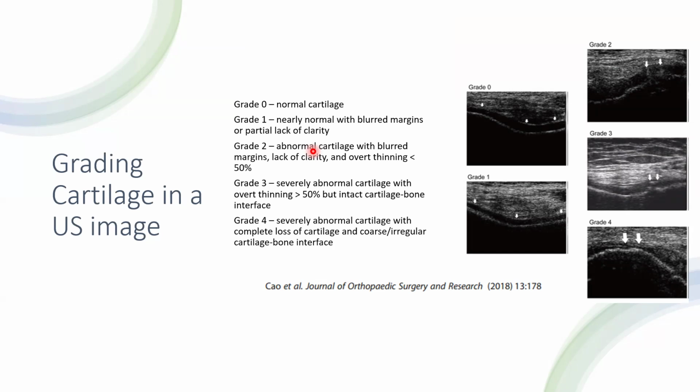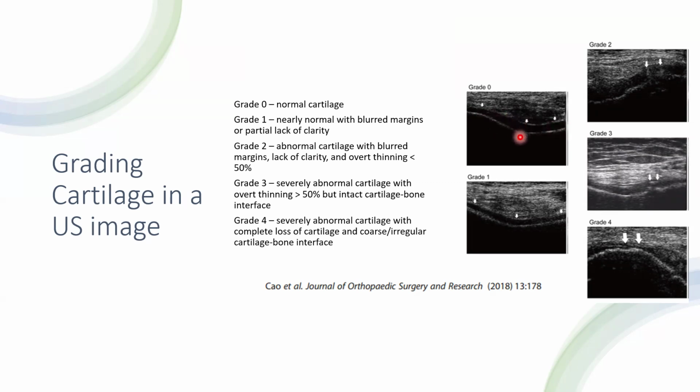But you can also take it a step further and grade cartilage. Now, this grading scale comes from Cow et al. from the Journal of Orthopedic Surgery and Research in 2018. They basically have grades 0 through 4. 0 is normal cartilage.